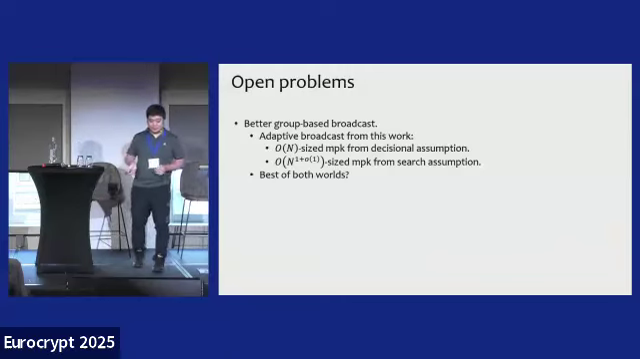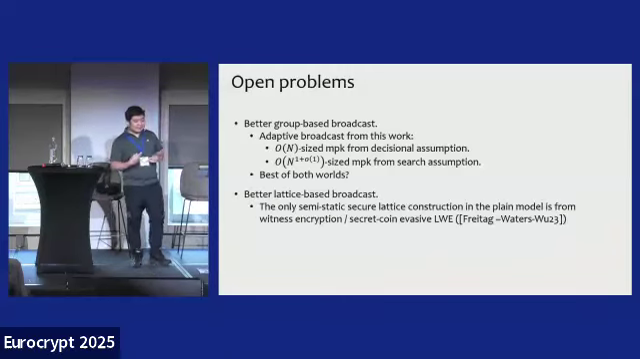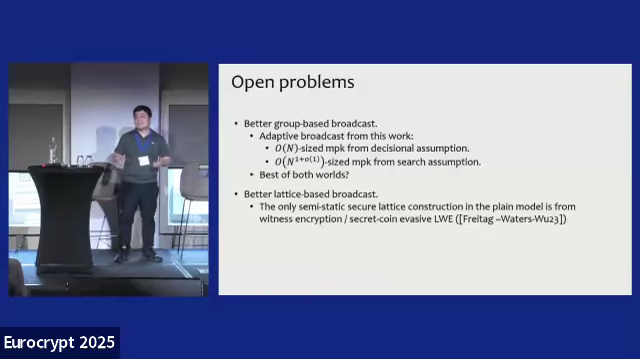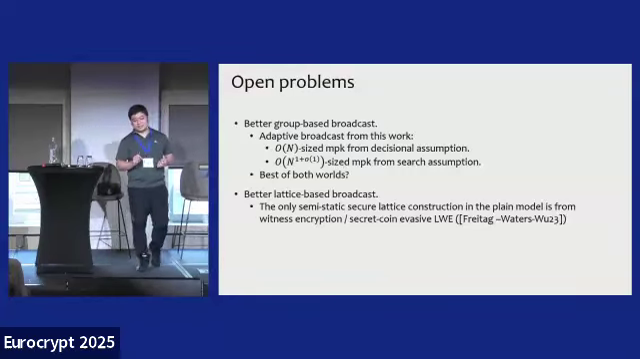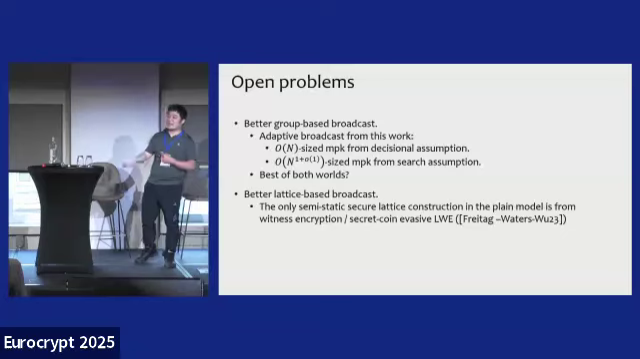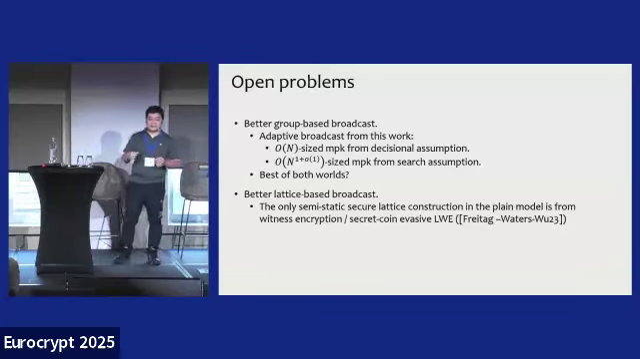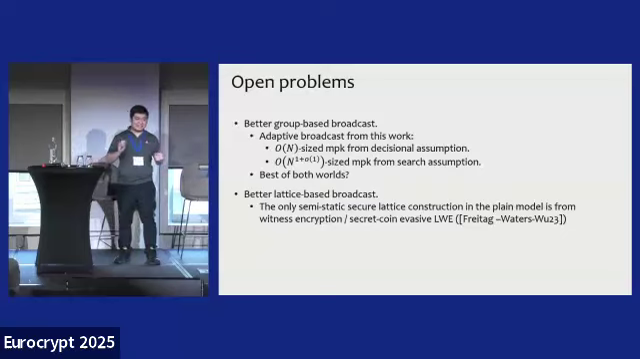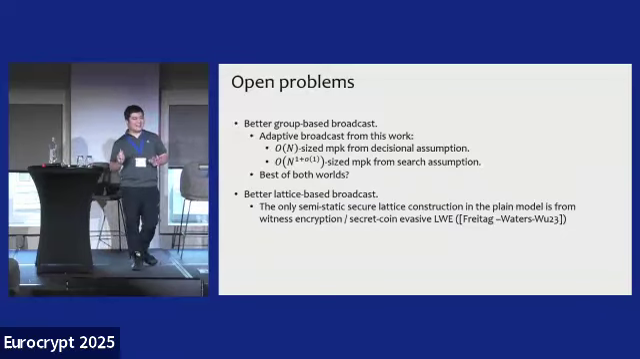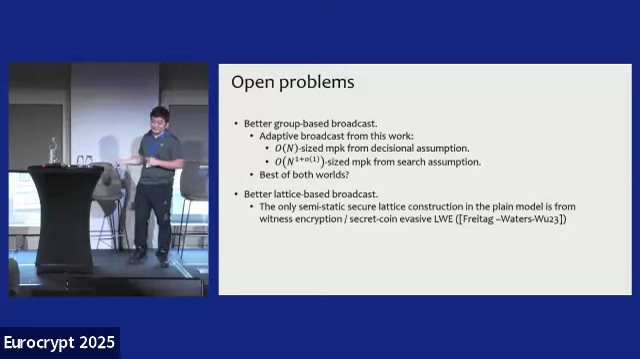That is a cool problem. And a second open problem is for better lattice-based broadcast. Currently, the only semi-static secure lattice construction that we know in the plain model relies on witness encryption, where the only lattice construction that we have has security based on the circular evasive LWE, which at the current stage, we have seen quite a few attacks on in the past few months.